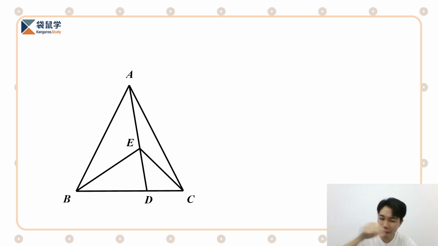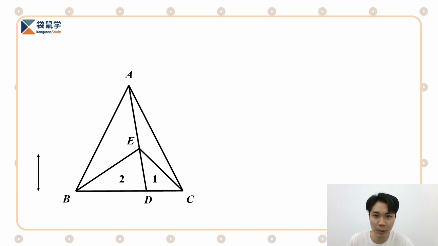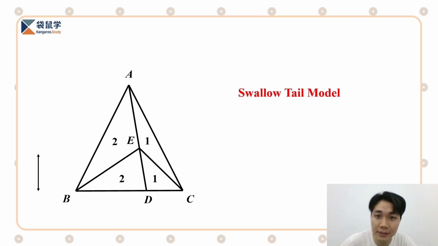First, let's look at the bottom one, BEC. What will the area ratio between BED and EDC be? We realize it's the same as the big triangle. We have the ratio 2:1, the height is the same, so the area ratio will also be 2:1. And if the big triangle is 2:1, and the small one at the bottom is 2:1, when we subtract them, we can get the ratio of AEB and AEC. It will also be 2:1. Because it looks a little bit like a swallowtail, we call this the swallowtail model.